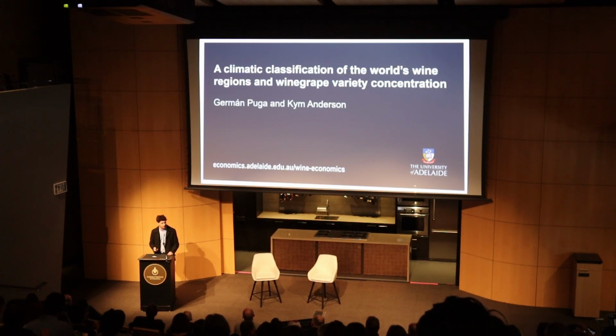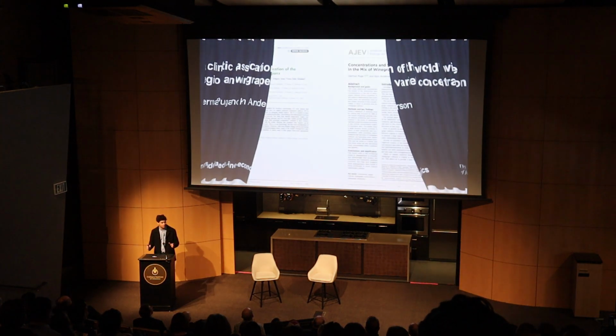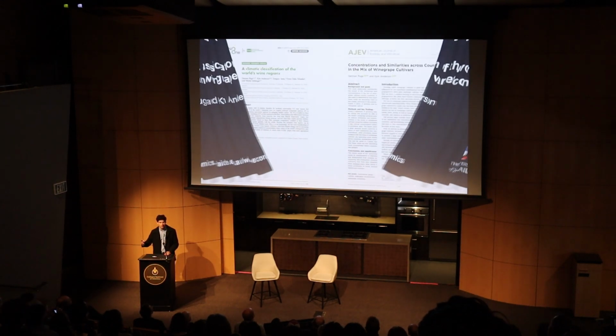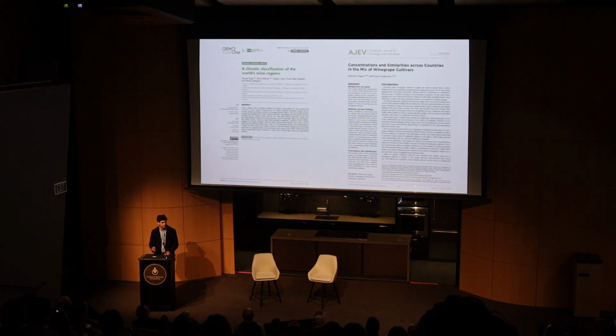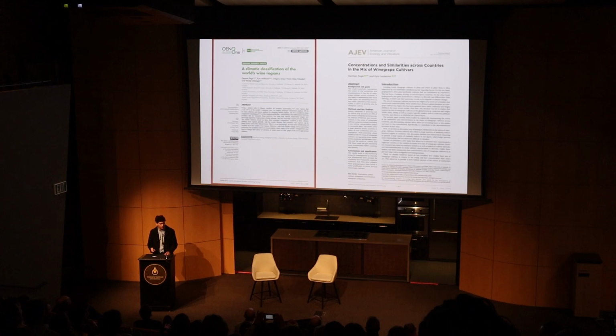I'm going to talk about two papers, mainly. Two papers and a bit more, but mainly two papers. One paper is on the climatic classification of the world's wine regions, and we published it in OIV. The other one is on concentrations and similarities of wine grape varieties, and we published it in the American Journal of Enology and Viticulture. So I'm going to start with the first paper, the one on the climatic classification.